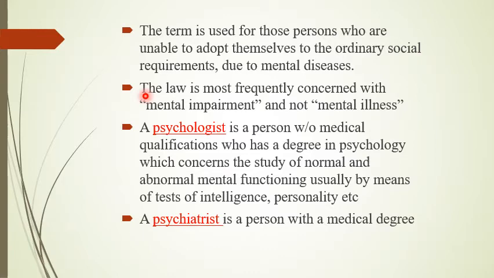Now we have to learn who is a psychologist and who is a psychiatrist. A psychologist is a person without medical qualifications, who has a degree in psychology, and the concerned area of a psychologist is the study of normal and abnormal mental functioning, usually by means of tests of intelligence, tests of personality, etc. A psychiatrist is a person with a medical degree, that is, after a basic medical degree like MBBS, BHMS, etc., he will be learning psychiatry as a specialty subject. So that is the difference between psychologist and psychiatrist.